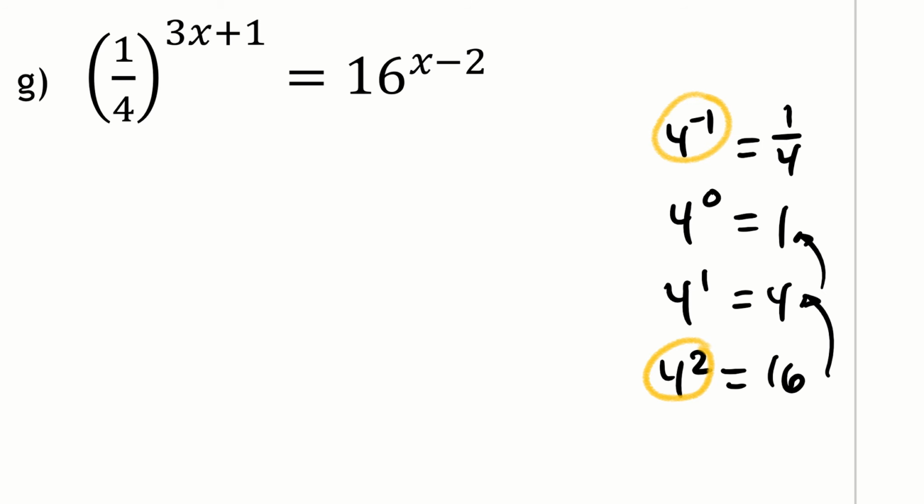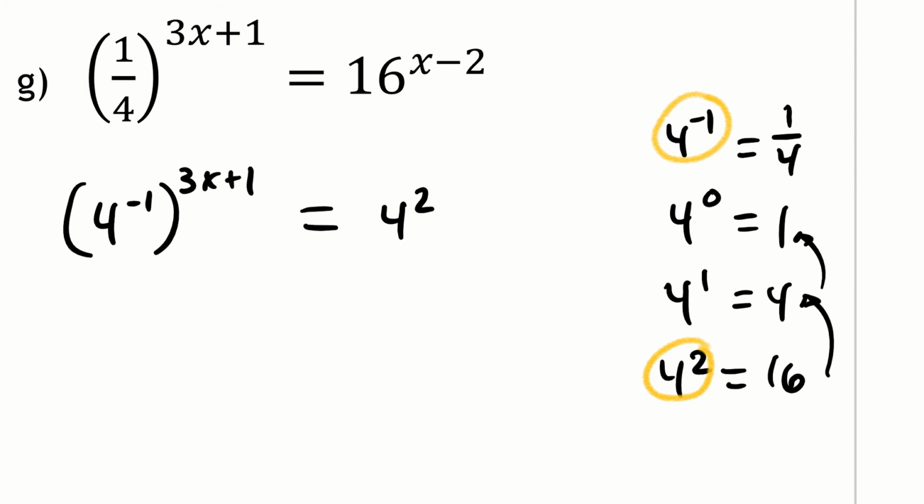and I'm going to use this as a replacement for 16. So I can rewrite the equation as 4 to the negative first power, and I'm going to raise that to the 3x plus 1. And on the other side, 16 I'm going to replace with 4 squared, and that's being raised to the x minus 2 power. Again, I'm raising a power to a power, so I'm going to multiply this negative 1 times the quantity 3x plus 1.